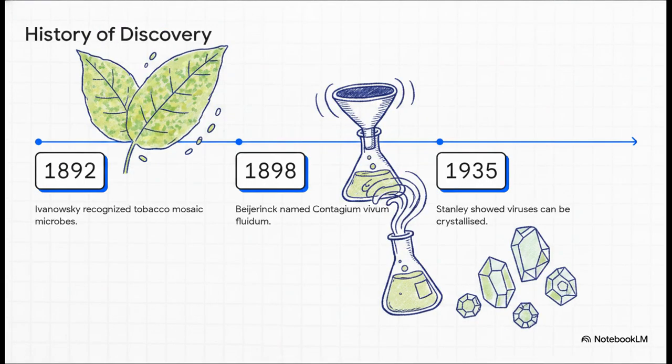Now, the detective's story of how he actually found these things took decades. Back in 1892, a scientist named Ivanovsky first recognized certain microbes were causing mosaic disease in tobacco plants. A few years later, in 1898, Bajaranek noticed that the extract from these infected plants could infect healthy ones. He called this mysterious fluid contagium vivum fluidum, a contagious living fluid. But it wasn't until 1935 that Stanley took a massive leap forward. He showed that viruses could actually be crystallized, and he discovered that these crystals consisted largely of proteins.